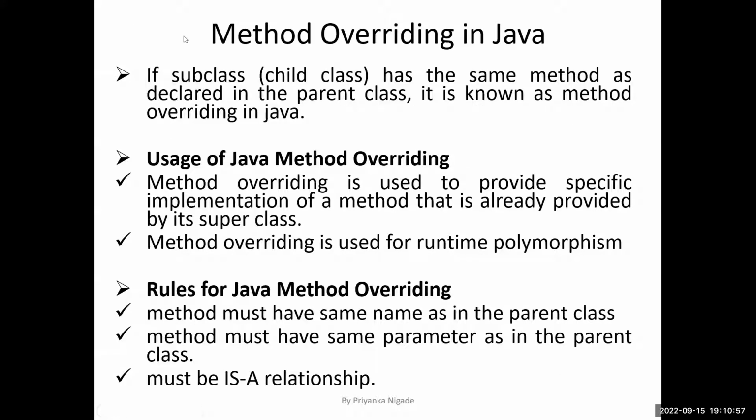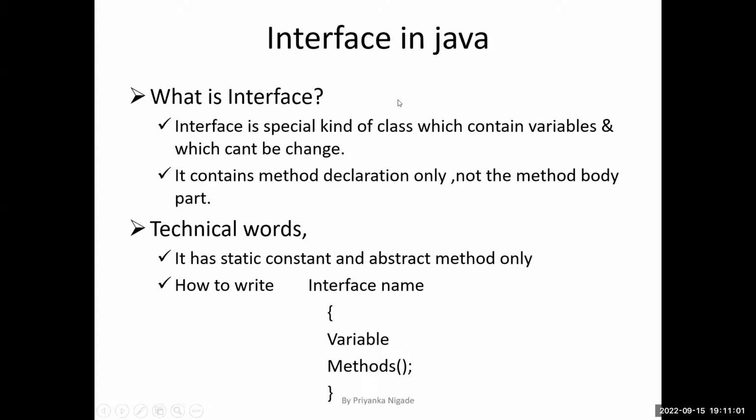So we have already covered the rest of the topics. Now let me show you interface. What is interface? Interface is a special kind of class which contains simple variables, which cannot be changed. It contains method declarations only and not method bodies. That means abstract methods only.